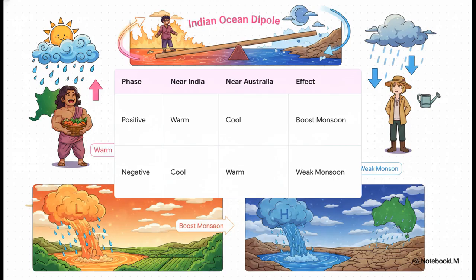If the ocean near India is warmer than normal, that's a positive IOD. Warm water means rising air, low pressure, and rain falling over India, a massive boost for the monsoon. But if the water near India is cooler than normal, we call that a negative IOD. Cold water creates sinking air, high pressure, and dry conditions, while the warm water and the rain shift all the way over to Australia instead.